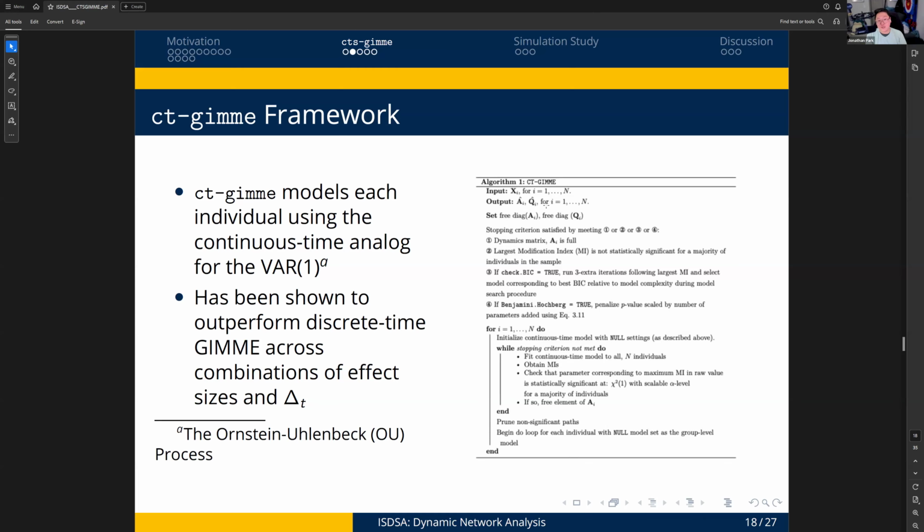We force everyone to have that parameter. And we repeat this again and again until there are no longer any parameters that would substantially improve the model fit for the majority.